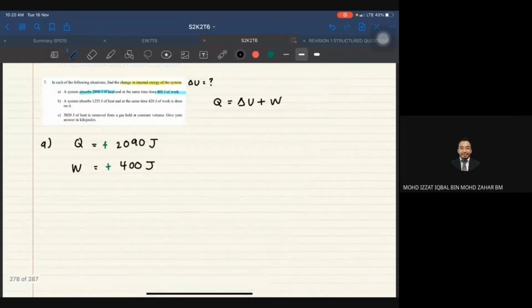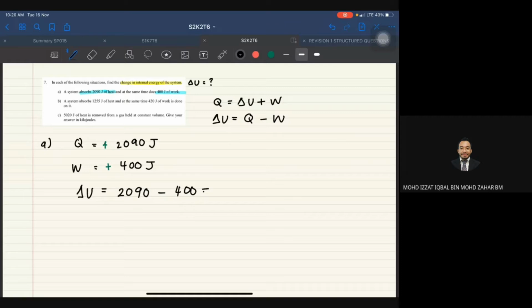And then you just have to substitute back inside the equation. I can rearrange this equation becomes delta U equals to Q minus W. Saya rearrange. So it means that my delta U is equals to 2090 minus 400. So if you have negative, you have to substitute the negative inside there. Okay, the unit is in joule. Okay, you can leave the answer like this, 1690 joule, or you can convert to kilojoule if they ask. If they didn't ask, you just leave it in joule. Kadang-kadang dia suruh.